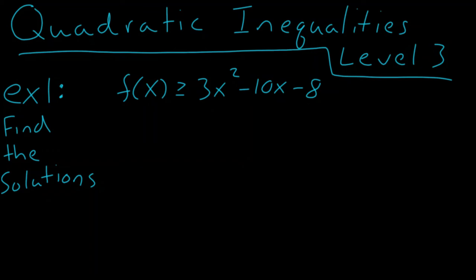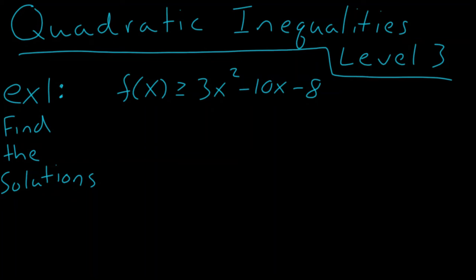Alright, and welcome to Quadratic Inequalities, Level 3. Now, in example 1, much like Level 1 and 2, it just asks us to find the solutions. Okay, and so we have f of x is greater than or equal to 3x squared minus 10x minus 8.